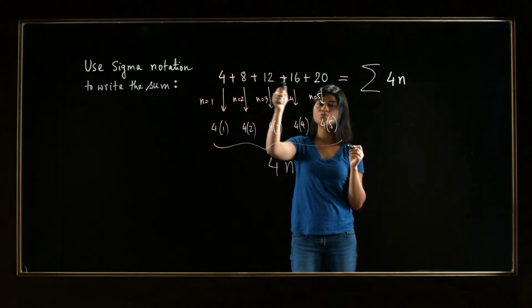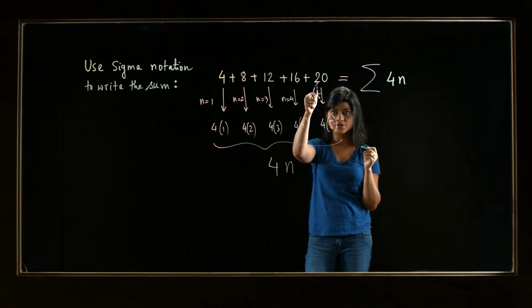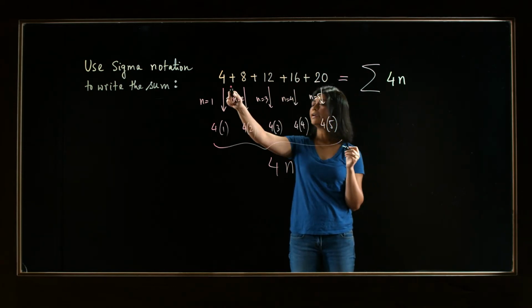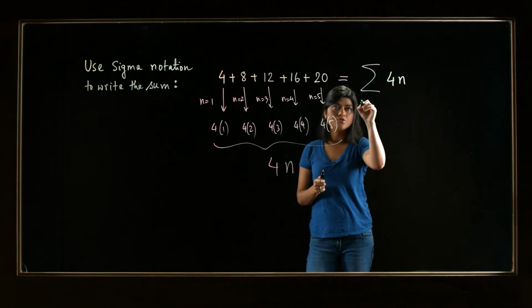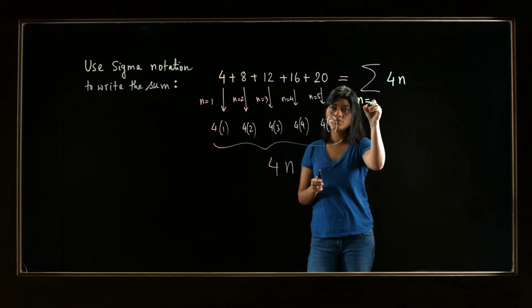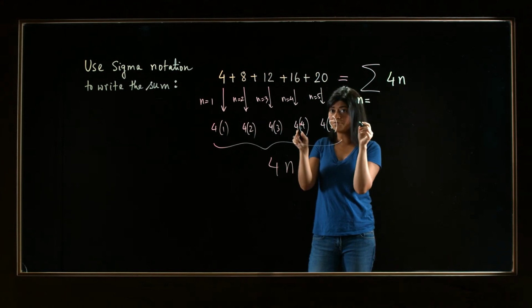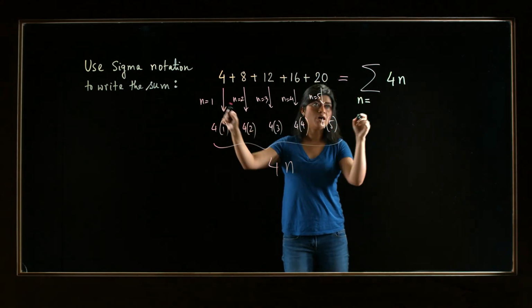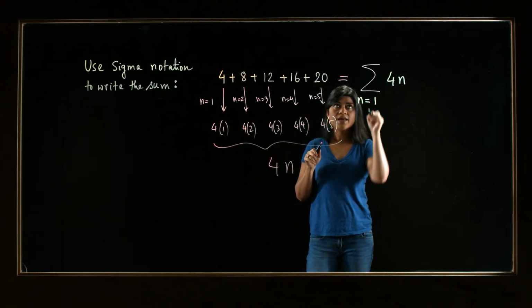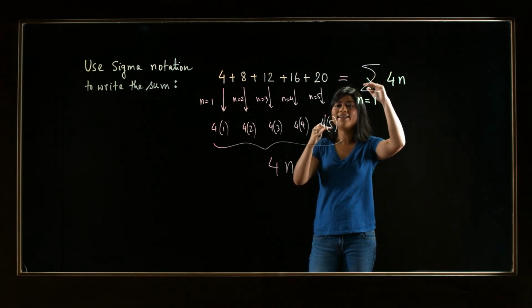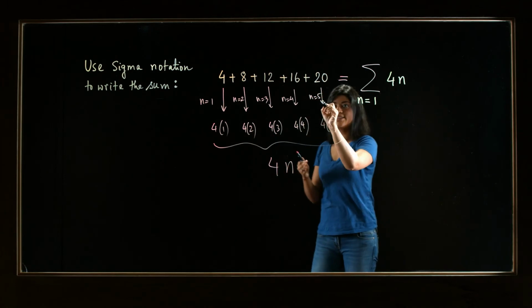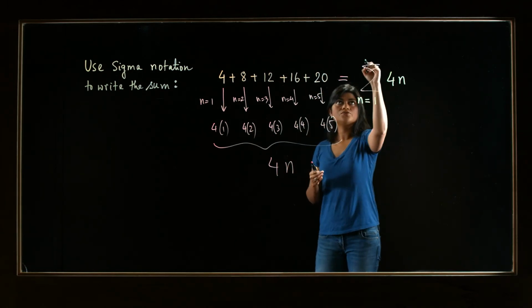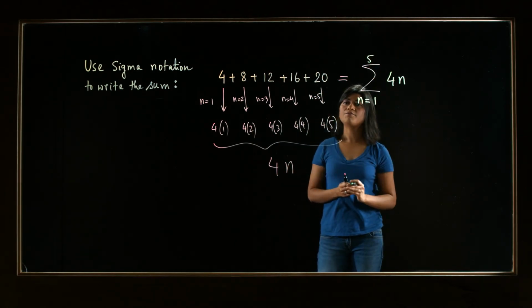And how many terms do we have? We have 5 different numbers, starting with n equals 1. In the bottom of the sigma notation, we write the starting value for n. Since n is starting at 1, we write n equals 1. And then on the top, we have to write the ending value for n. There are only 5 numbers, and it ends at n equals 5. So on the top, we will just write 5.